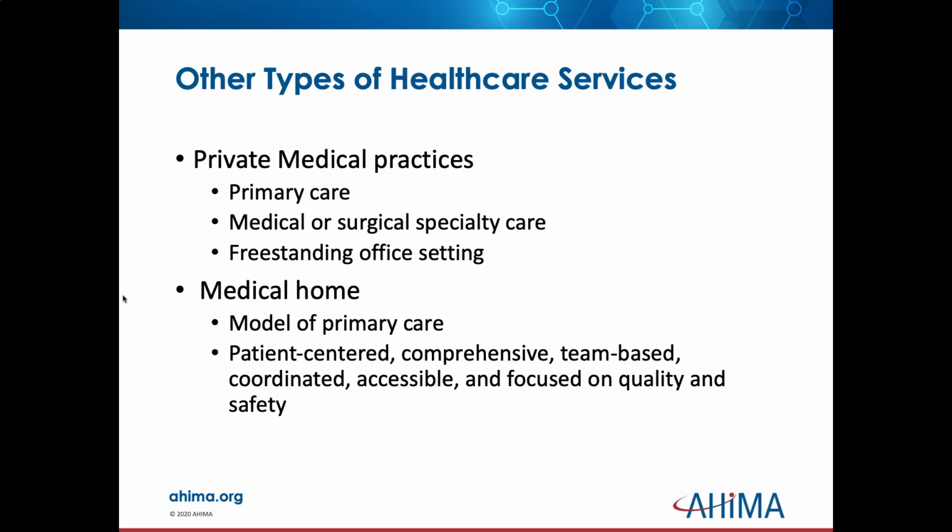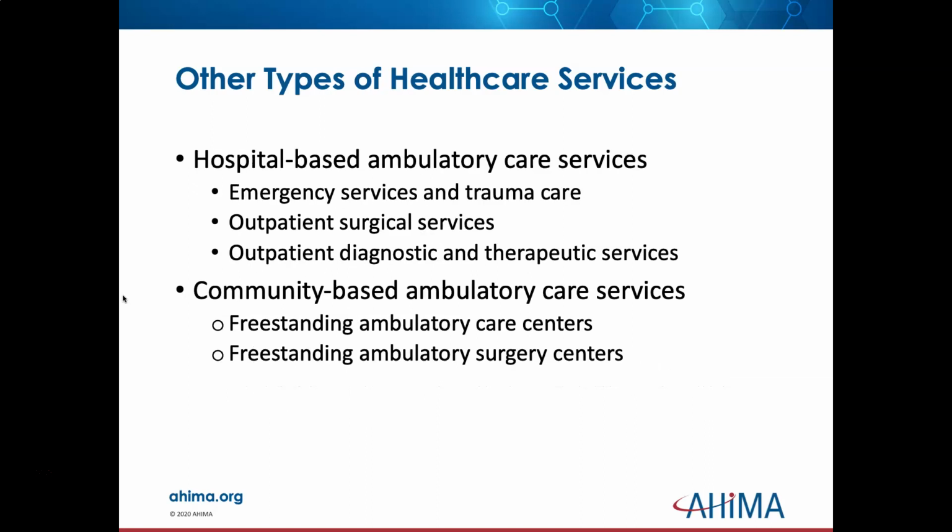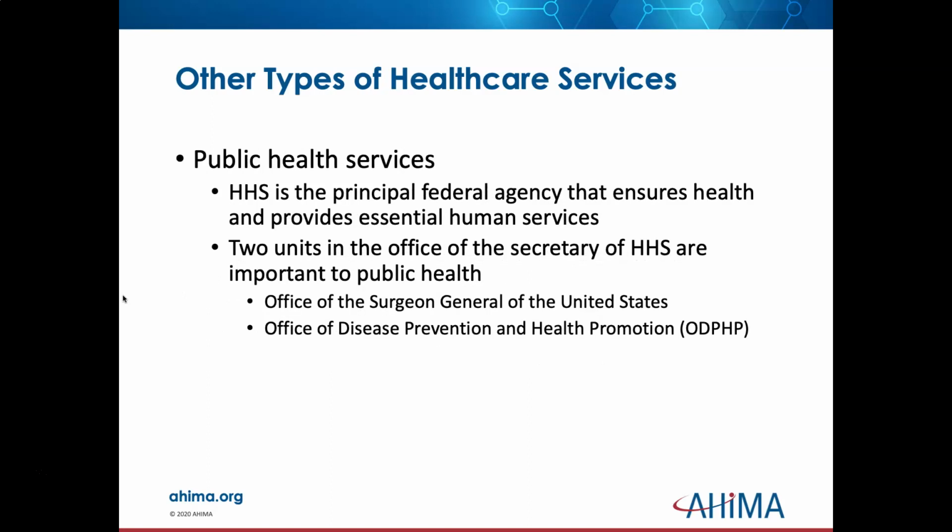most appropriate setting level. Hospital-based ambulatory care services, those include ER and trauma care, outpatient surgical services, and diagnostic and therapeutic services provided on an outpatient basis. There's community-based ambulatory care services. That's where you get into your freestanding ambulatory care centers or ambulatory surgery centers.